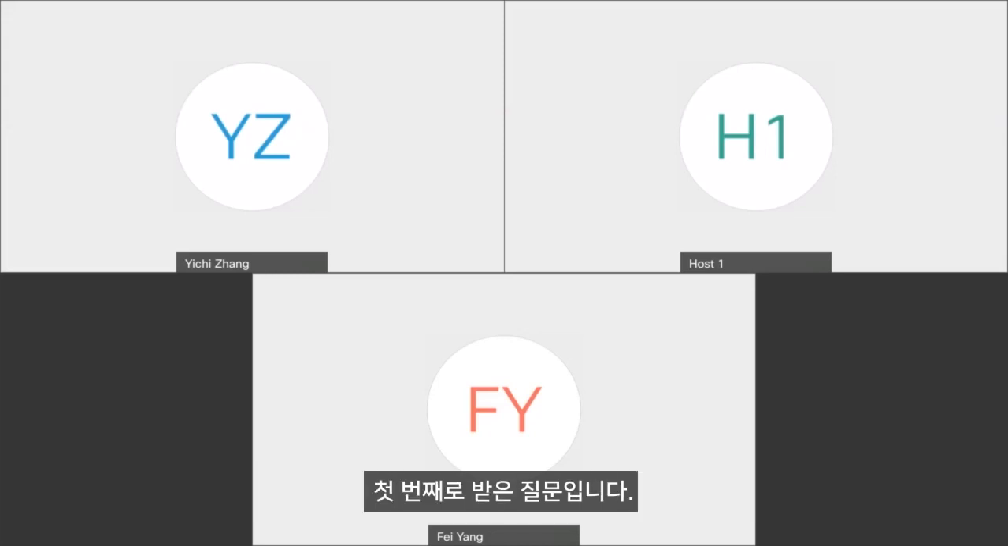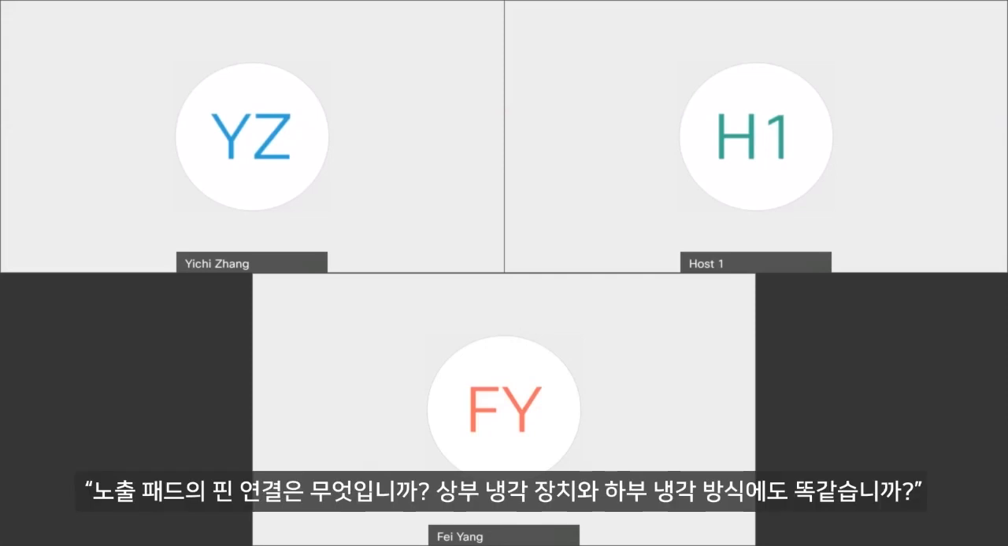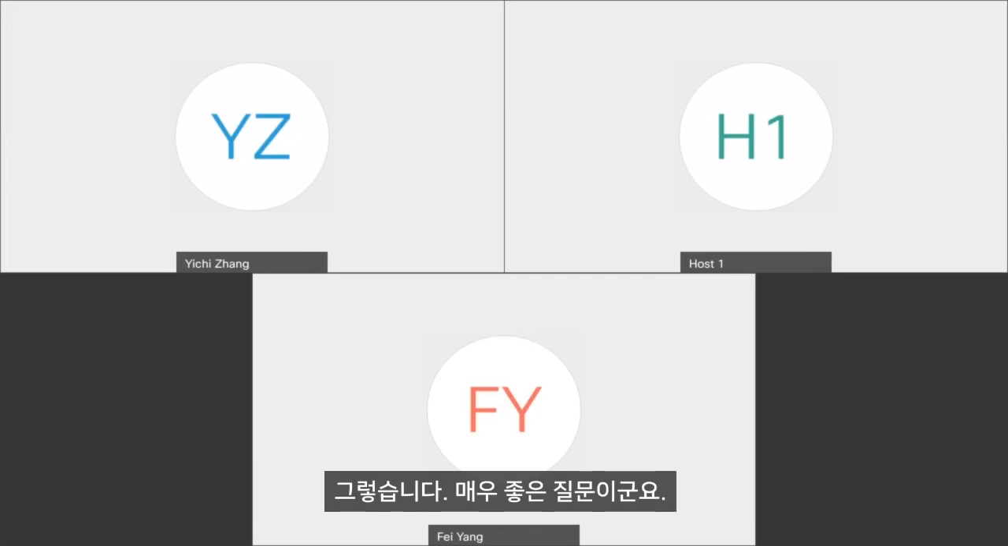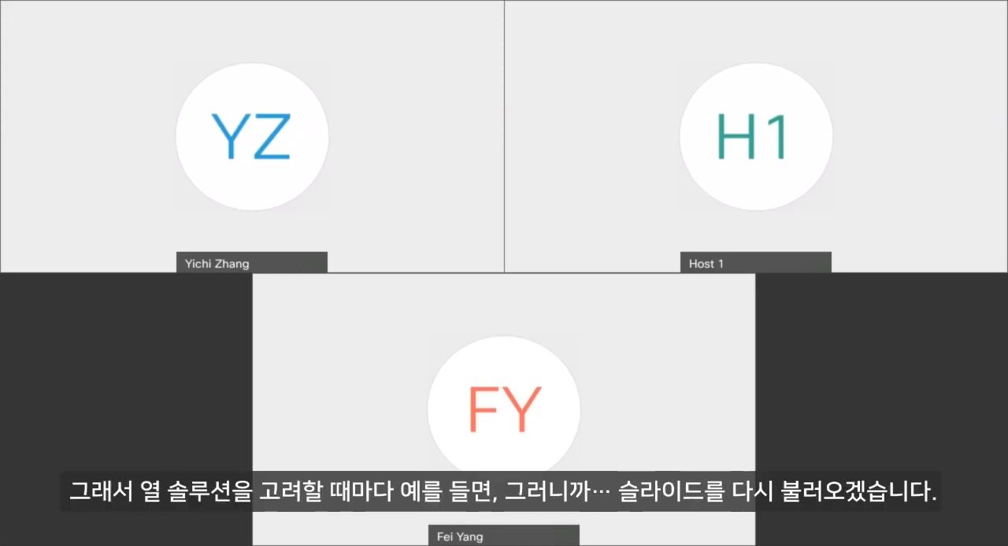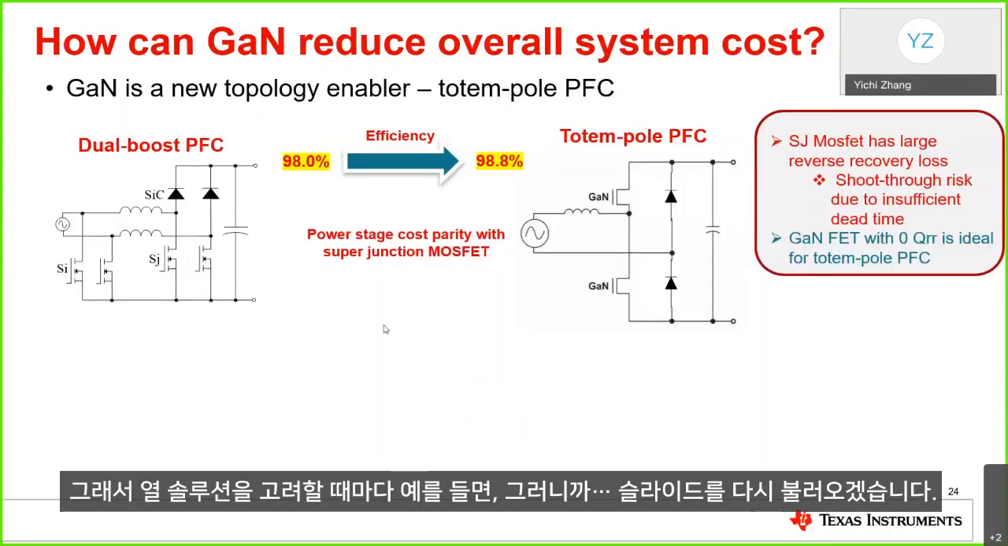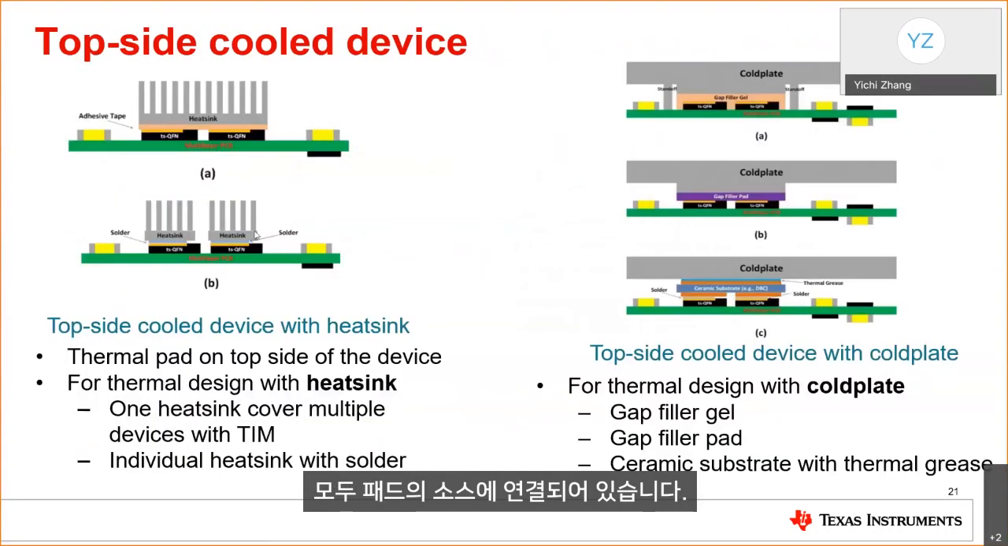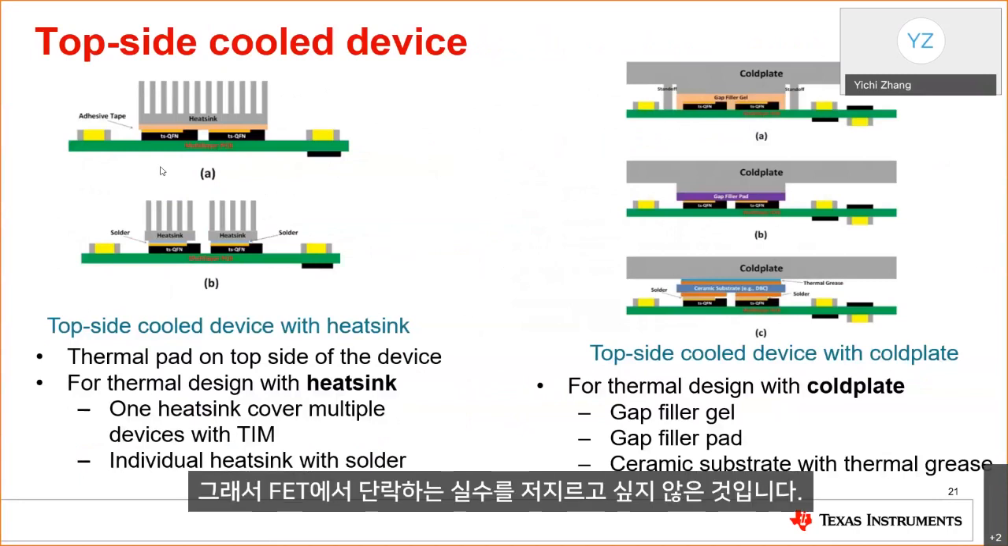So the first question that we received is, what are the pin connections for the exposed pad? Is it the same for the top-cool and bottom-cool devices? Yes, it's a very good question. The exposed pad is connected to the source of the GaN FET. So whenever you are considering your thermal solution, for example, let me bring up my slides again. It's all connected to the source of the pad, so you don't want to accidentally short the FET.